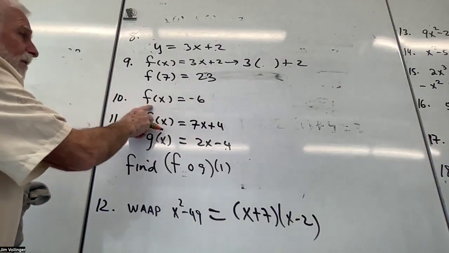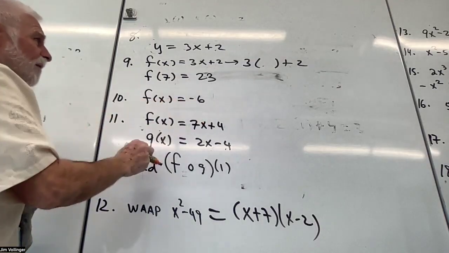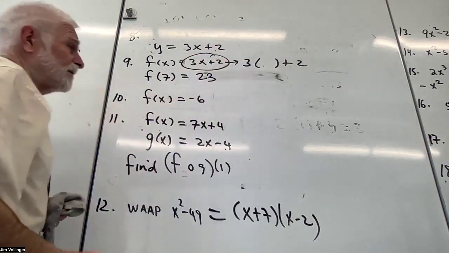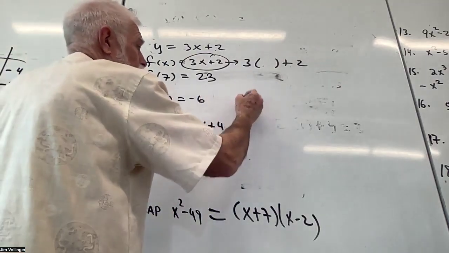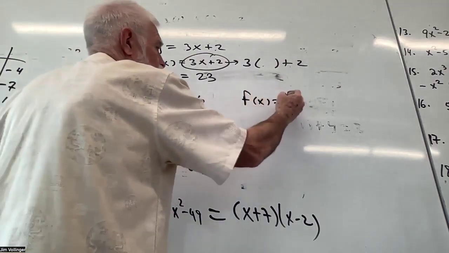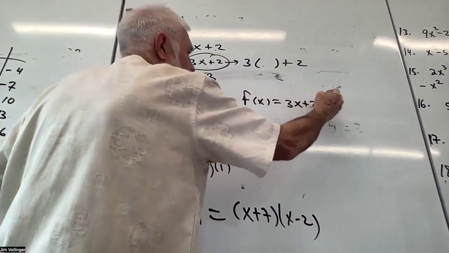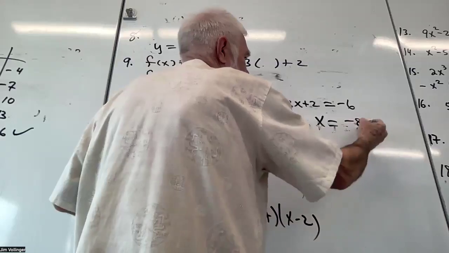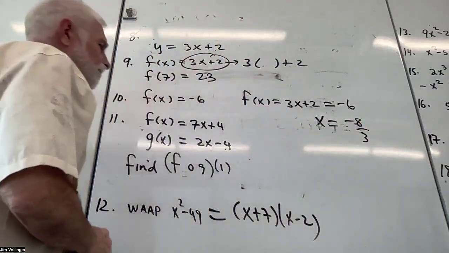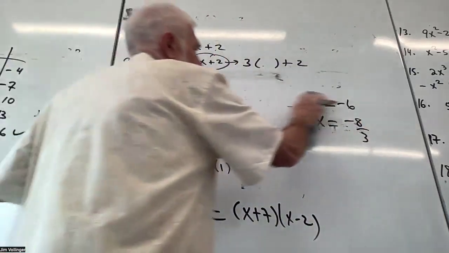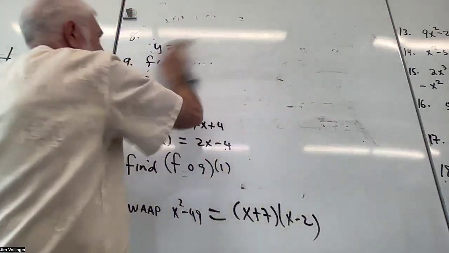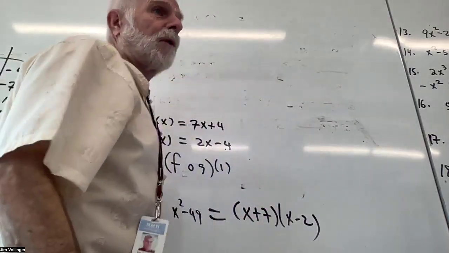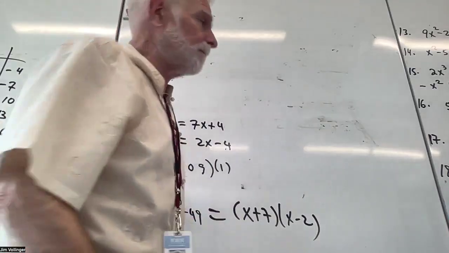Now I want my calculation to equal -6. Well, what is f of x? F of x is 3x plus 2. F of x equals 3x plus 2, and I want that to equal -6. Do it in your head this time. -8/3. I should be able to do that in your head. All right. You're not going to do it in your head if you write +2 + 2 or whatever.